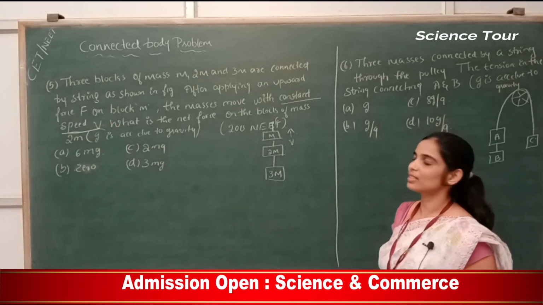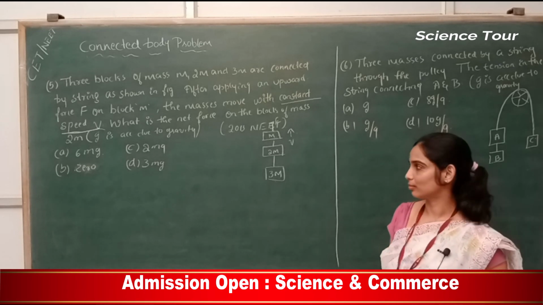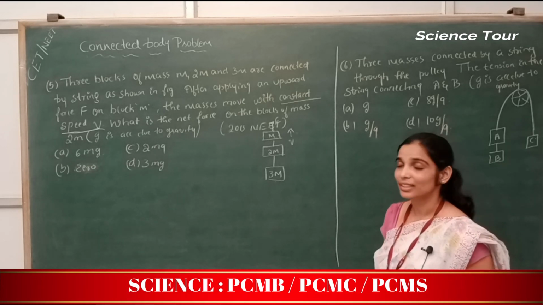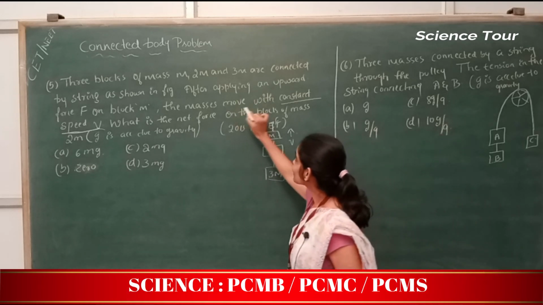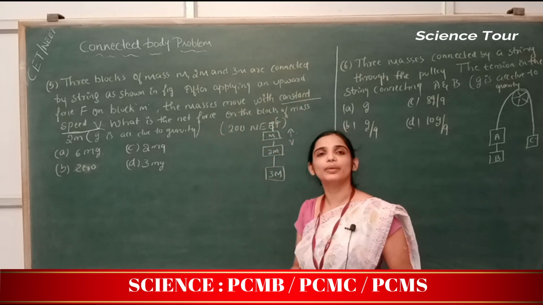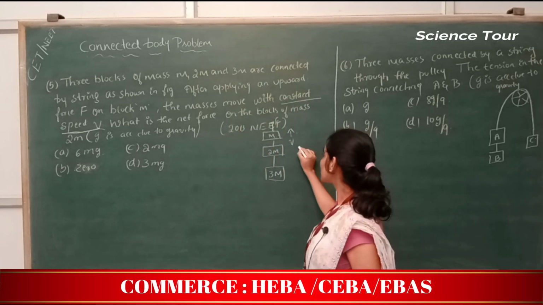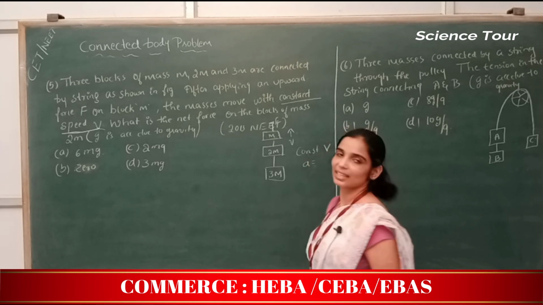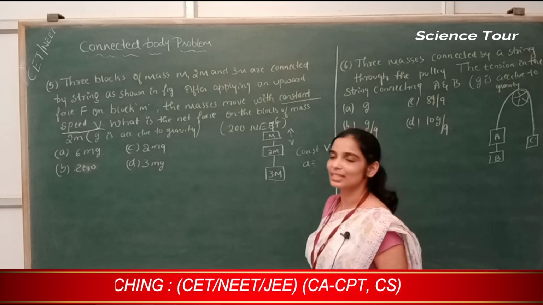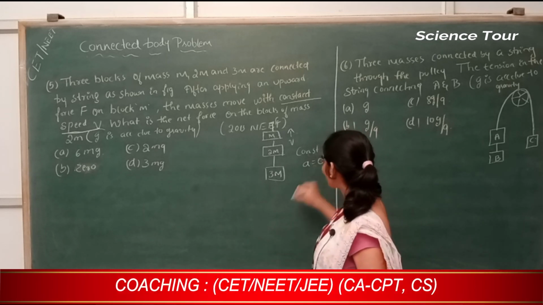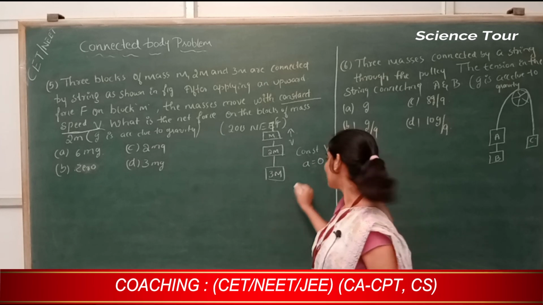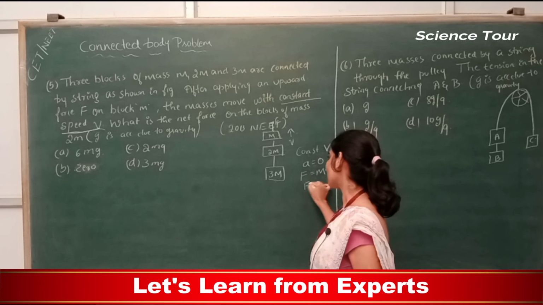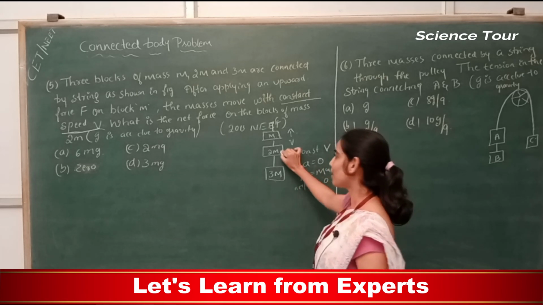What is the speed of the masses? V. What is the net force acting on it? How do you do this? See, you should be very clever. The masses move with constant speed V. Constant speed, then what is the acceleration? Speed means they meant velocity here. Acceleration is 0. If acceleration is 0, we know that force is equal to m into a, so the net force is also 0. Body is under balanced force.